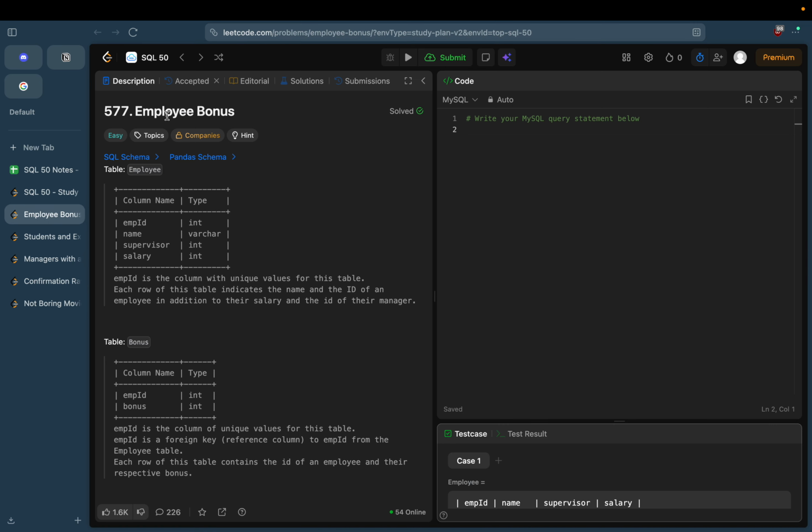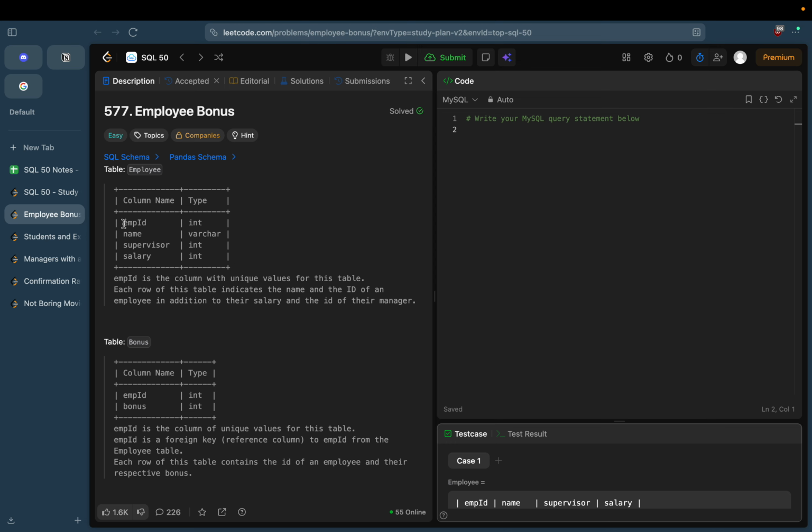First question, it's called employee bonus. Here are the tables: employee table having columns employee ID, name, supervisor, salary. Emp ID is the column with unique values for this table. Each row of this table indicates the name and the ID of an employee in addition to their salary and the ID to their manager. So the ID of their manager.